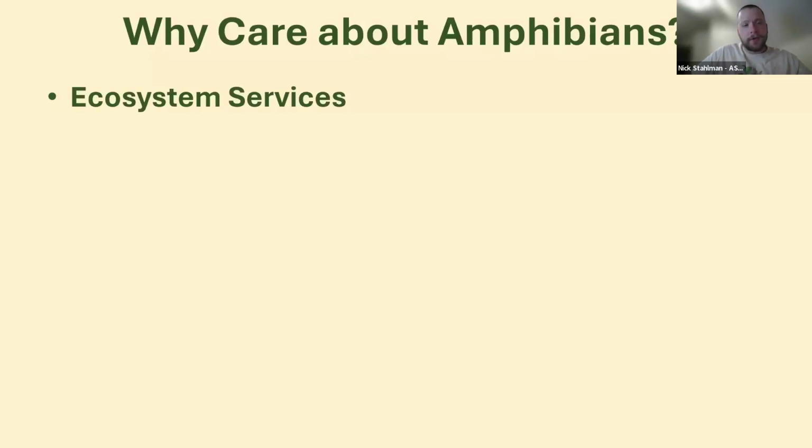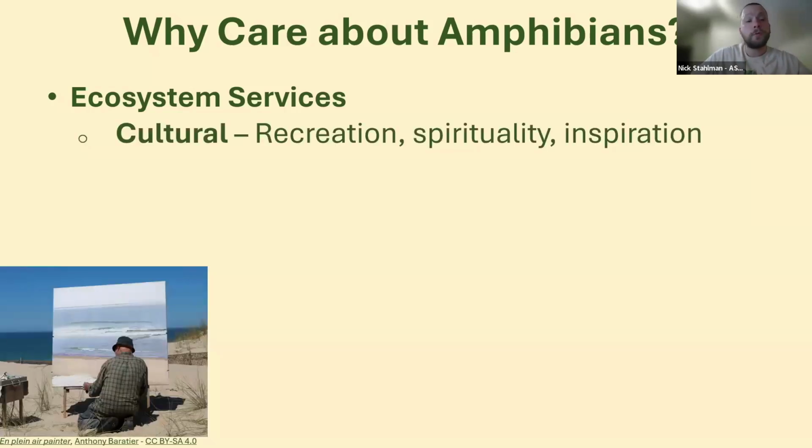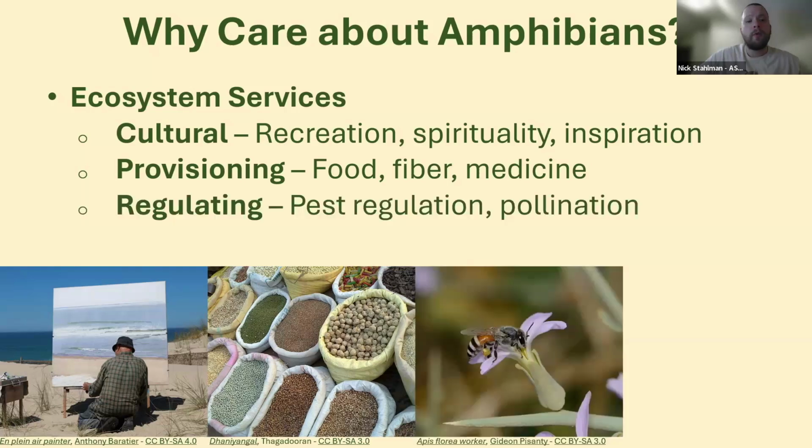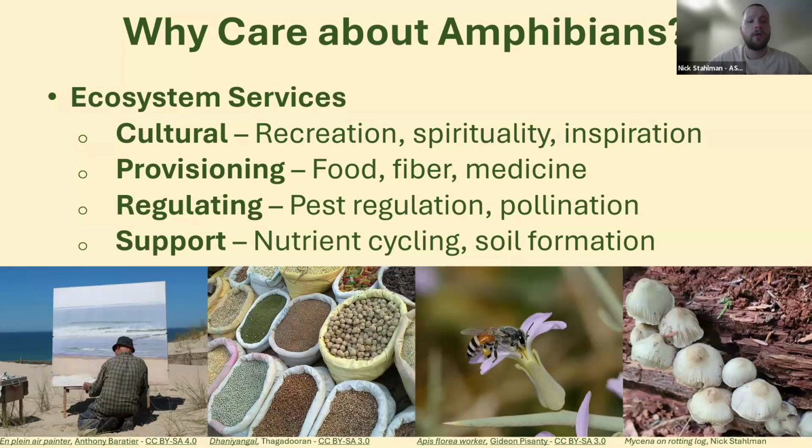Back to ecosystem services, though. We can divide this into four things. Why should we care about this? Well, it has some sort of cultural significance, and that could be recreation, spirituality, inspiration. There are provisioning services where we're getting food, fiber, medicine from the organism or ecosystem, and regulating services. They are controlling pests for us, they are providing pollination events. And finally, support. They are just providing this ecosystem a healthy cycle through nutrient cycling or soil formation.